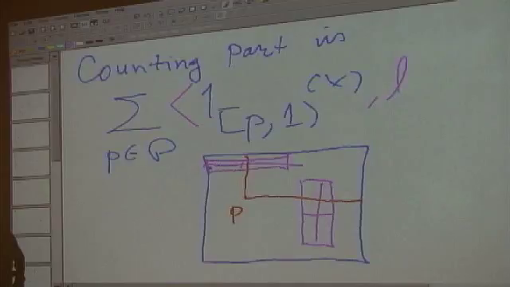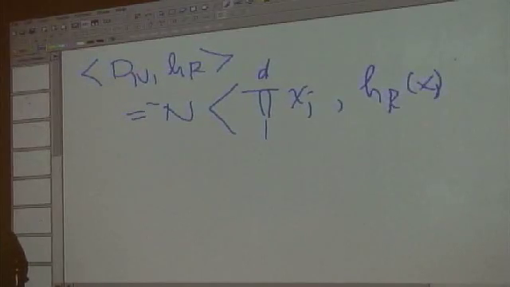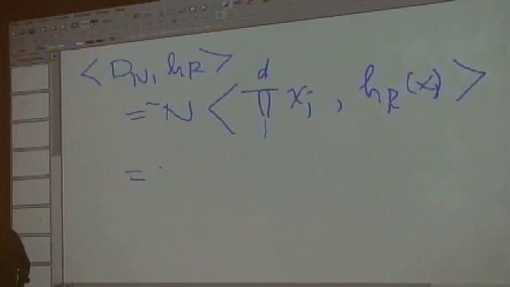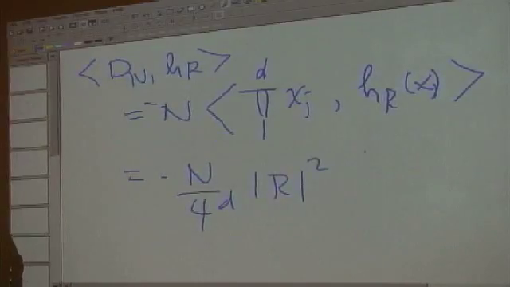So that verifies that this equals 0. Now if I go to a new page, and switch back to this. Now the inner product of Dn and hR, under our assumption that the rectangle doesn't contain any point, is equal to minus N times the integral of x_j hR of x, and it's a straightforward exercise to verify this is minus N 4 to the d R squared.